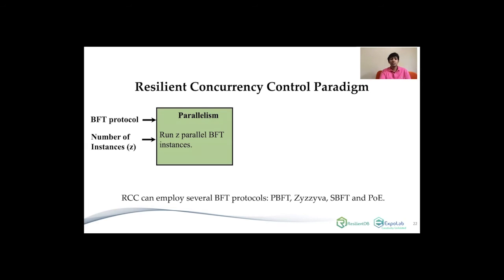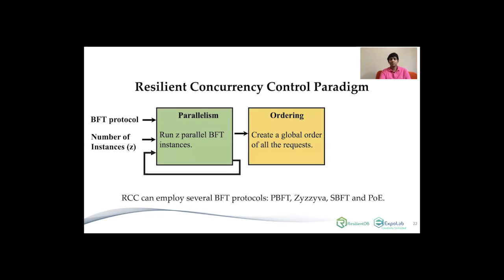And what does RCC do? It runs Z parallel BFT instances on each replica. Once each replica has run consensus on its Z instances, they create a global order of all the requests, then execute these requests in that order and reply to the client. Note something very interesting: there is a loop back here. Ordering and execution run independently of the consensus. So the Z instances can independently continue consensus on their sets of requests while ordering and execution happen in parallel.